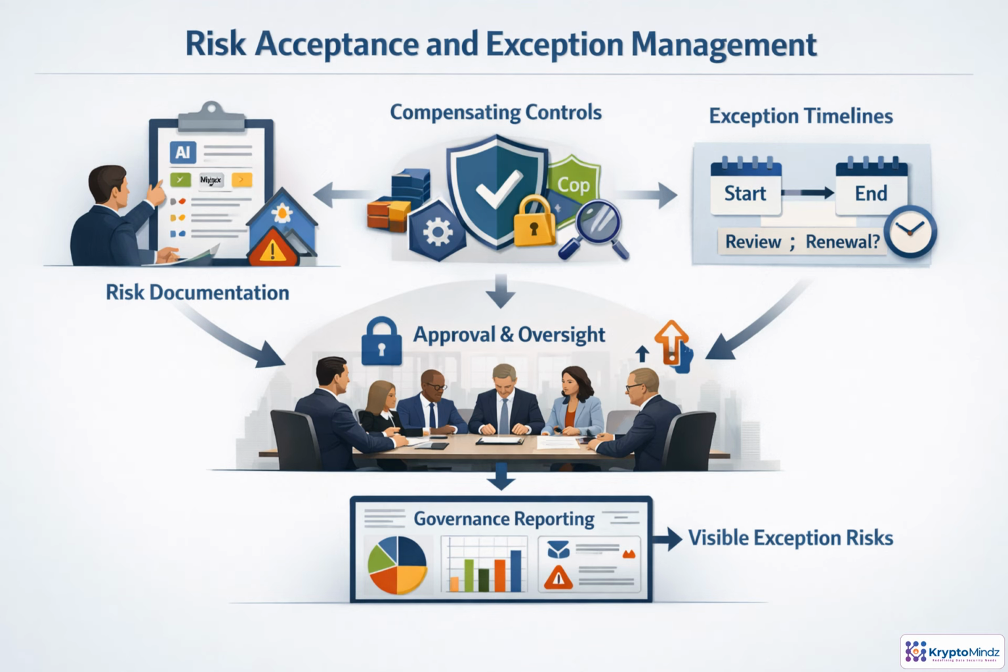Risk acceptance is not a shortcut. It is a controlled decision. Document the scenario, impacted AI system, regulatory exposure, business need, and residual risk. Then add compensating controls that limit harm while the gap remains open. Approval should match severity, data sensitivity, and compliance impact. Every exception needs a start date, expiration date, renewal criteria, and escalation triggers. Reporting keeps these decisions visible, so temporary exceptions do not become permanent blind spots.